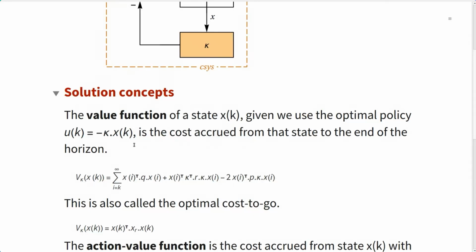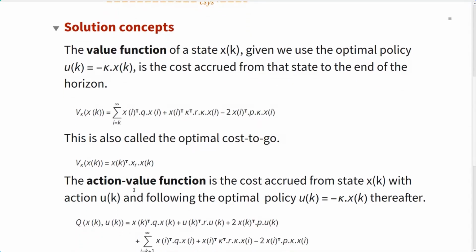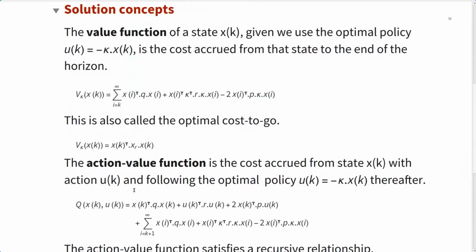We take that cost function and just plug in the policy that we're using, and that is the value function. This concept has been in control theory from the beginning, and it's called the optimal cost to go. When the system is linear, this value function takes this form. It's quadratic in the states, and this P is actually the solution of the Riccati equation. We will use this result a little further down.